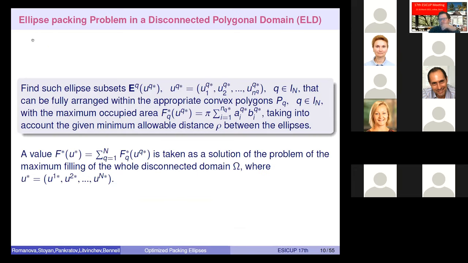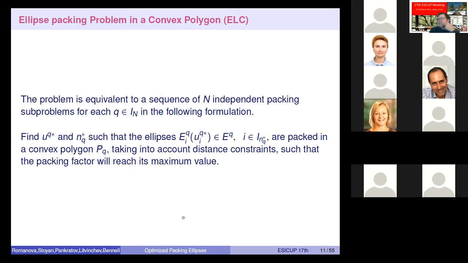And the problem formulation of the ellipse packing problem in a disconnected polygon domain can be presented as follows. Find subsets of ellipses that can be fully arranged within the appropriate convex polygons with the maximum occupied area, taking into account the given minimum allowable distance between the ellipses. The problem is equivalent to a sequence of N independent packing subproblems in the following formulation.